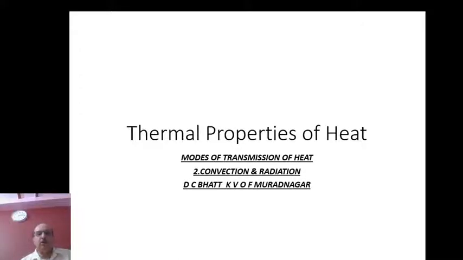Welcome students. Today we will discuss the thermal property of heat, second part. As we know, there are three different modes of transmission of heat. We already read about conduction. Now we will discuss today about convection and radiation.